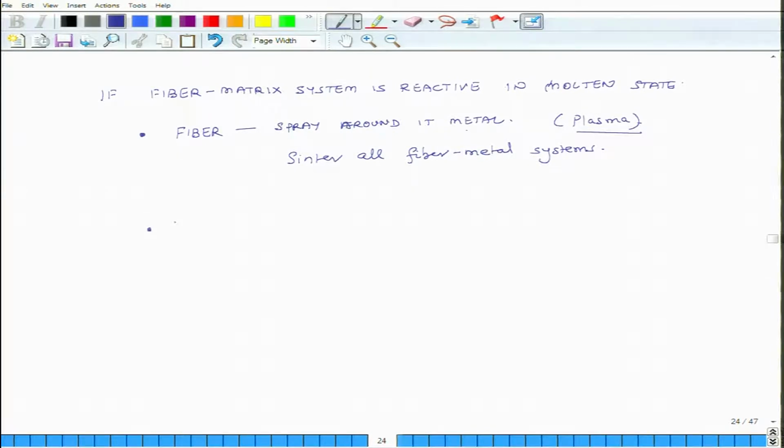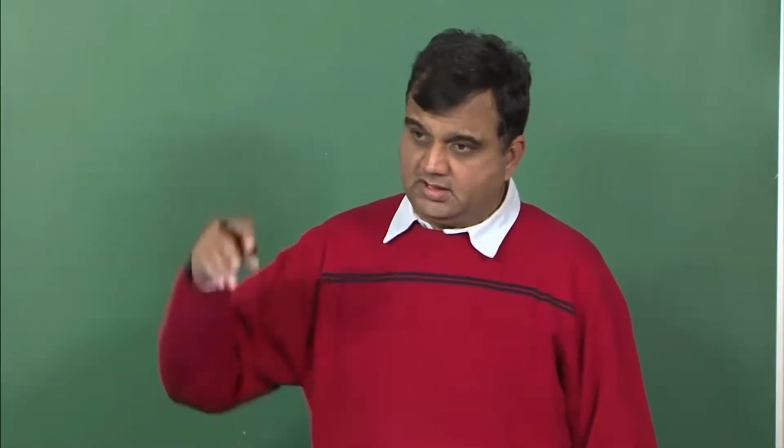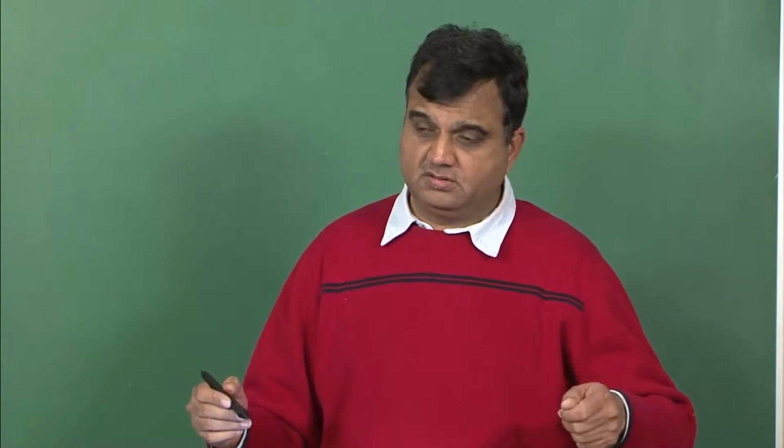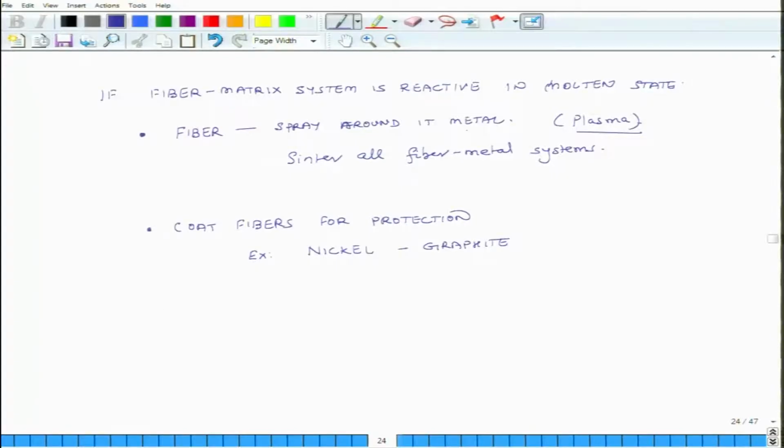What else can we do? We can coat the fibers for protection. For example, a lot of times nickel is used to coat graphite fibers. Then you immerse it in aluminum matrix. The melting point of nickel is higher than that of aluminum, so it does not go away, and you have a composite with graphite fibers and aluminum or aluminum alloy matrix. What else we can do?